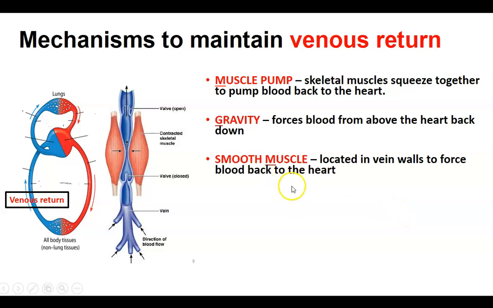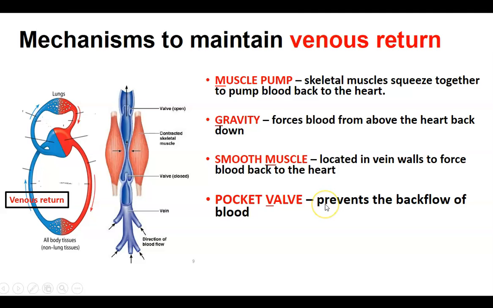Third one is smooth muscle. Smooth muscle is talking about the muscles in the veins, okay? So the smooth muscle area in the veins contracts, a bit like the skeletal muscles, but this time they're inside the veins to squeeze the blood back to the heart. So whatever the factor is, its end product is to send blood back to the heart.